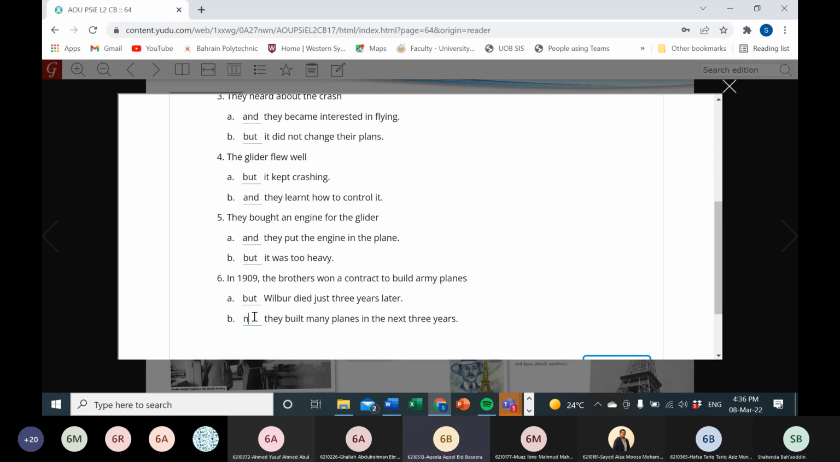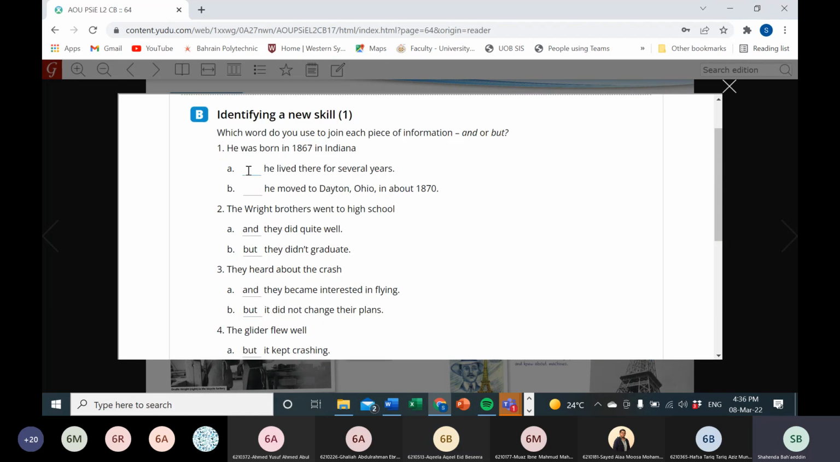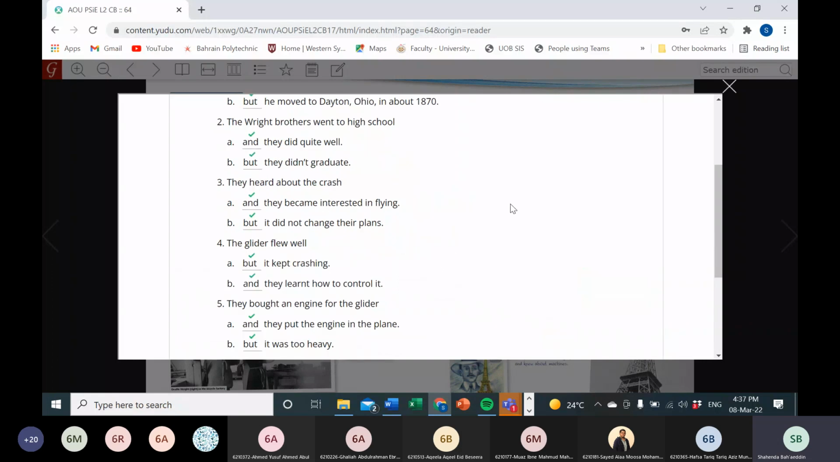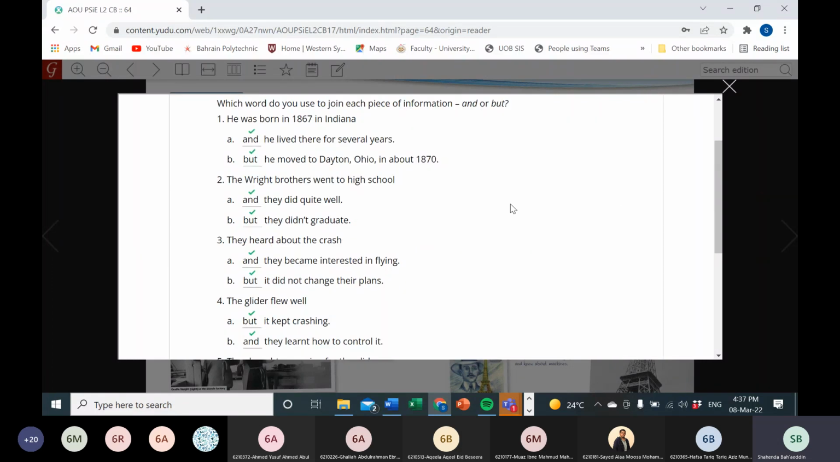And they built many planes in the next 3 years. Let us just also add here and but, and let us check our answers. All of them are correct. You can take a picture if you want for the first 4, and then I will show you the last 2.